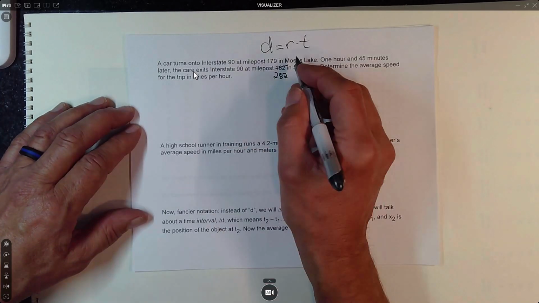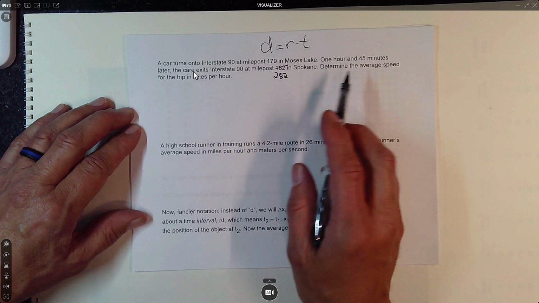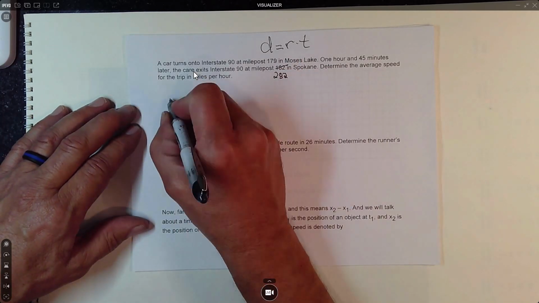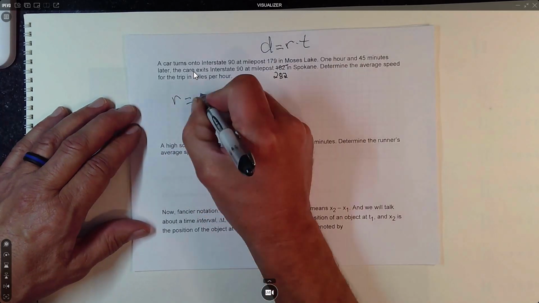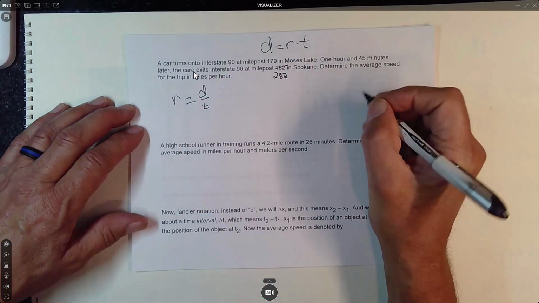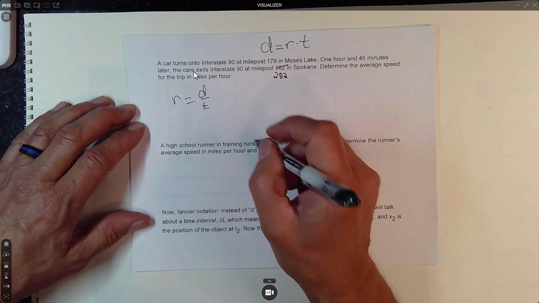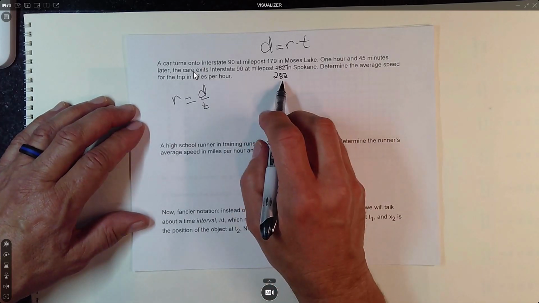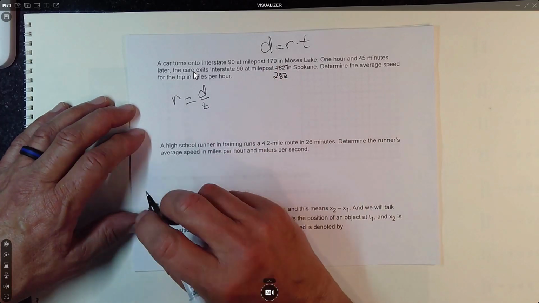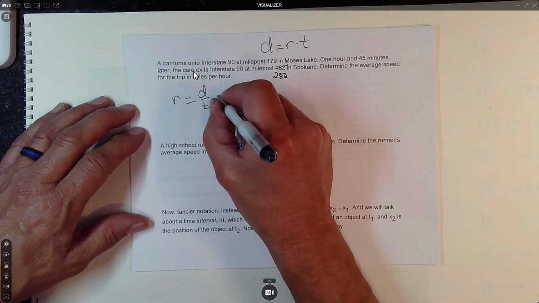In this case, we want to know the average speed. Well, that'll be the rate in this case. And if you do the algebra on that, you would just get rate is equal to distance divided by time. Now, we know how far the distance is. It's going to be 282 minus 179, which, doing that in my head, I think I get 103 miles.